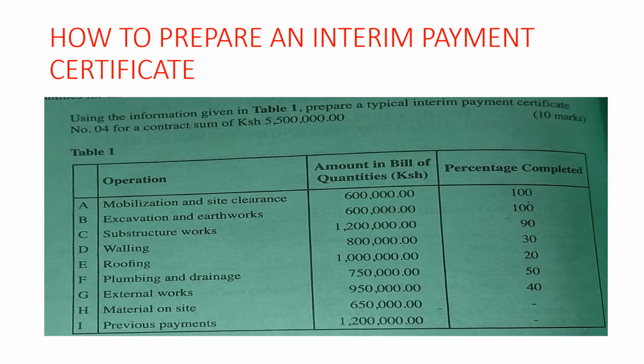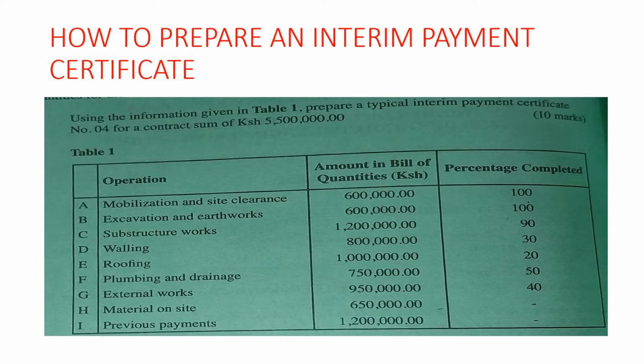5,500,000 Kenyan shillings. So the activities or the operations are mobilization and site clearance. In the BQ it is 600,000 shillings, and then the percentage completion is 100%. Excavation and earthworks, it is also allocated 600,000 and it is up to 100% completion. We have substructure works, which is allocated 1,200,000. It is up to 90% completion.